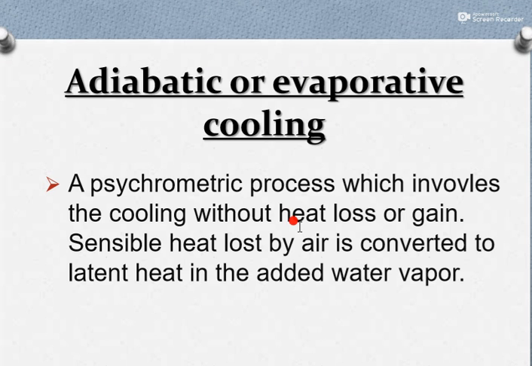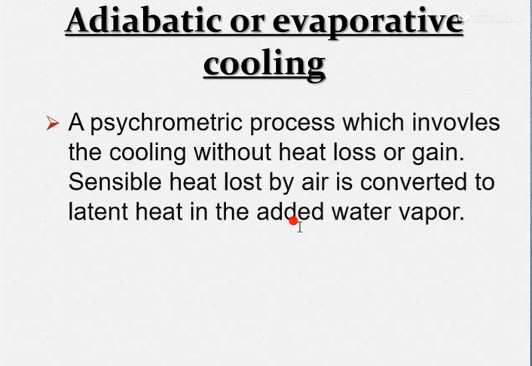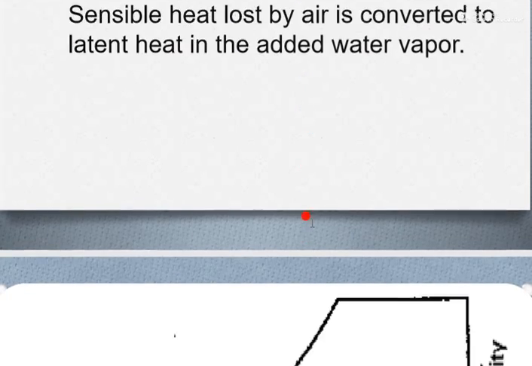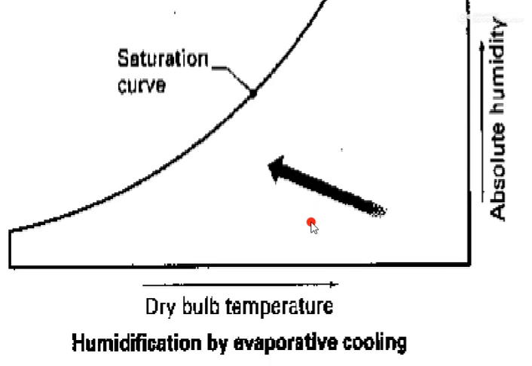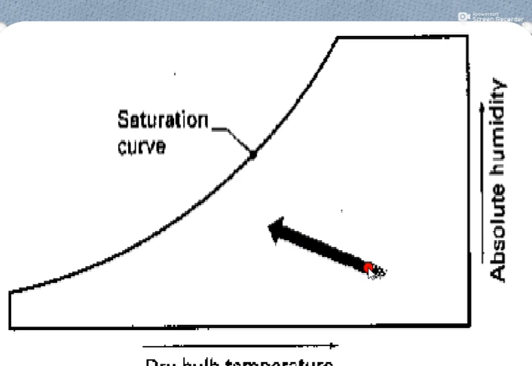Next, we will see adiabatic or evaporative cooling. Adiabatic or evaporative cooling is a psychrometric process which involves cooling without heat loss or gain. That is, adiabatic or evaporative cooling is defined as the psychrometric process which involves cooling without heat loss or gain. Sensible heat lost by air is converted to latent heat in the added water vapor. This will be clearly understood by this simple psychrometric chart.